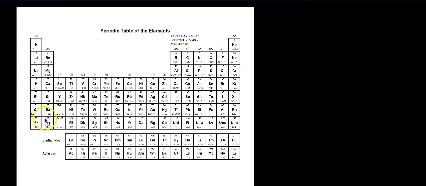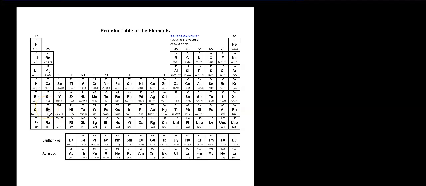So barium has 56 protons and 56 electrons. So let's write the electron configuration for barium. Now follow along. I'm just going to go through the periodic table. Remember we talked about blocks, so let me walk you through it. 1s2, 2s2, 2p6, 3s2, 3p6, 4s2, 3d10, 4p6, 5s2, 4d10, 5p6, 6s2.